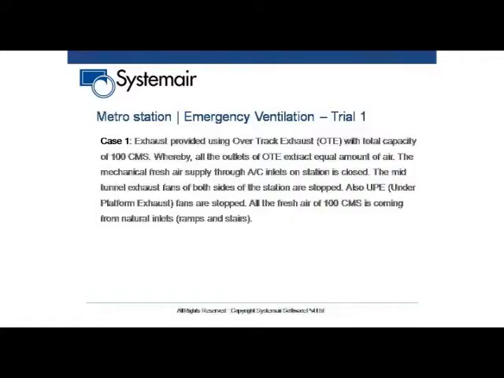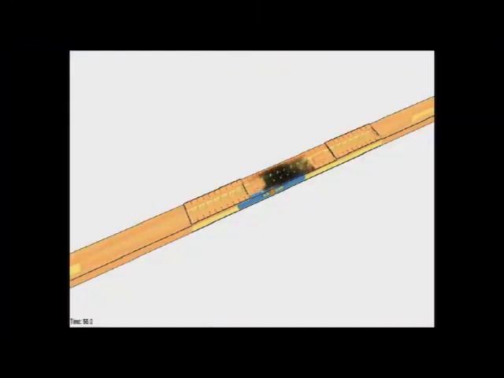Then we calculated what the overtrack exhaust capacity should be and how the system will behave. We did various trials. For example, in trial 1, we provided an overtrack exhaust capacity of 100 CMS, all outlet overtrack exhaust. Mechanical fresh air through the AC inlet to the station is closed. There is no air conditioned air coming inside the station, and the mid tunnel exhaust of both sides of the stations is stopped, and also the under platform exhaust is stopped, because obviously. So this was the first design as per the NFPA standard.